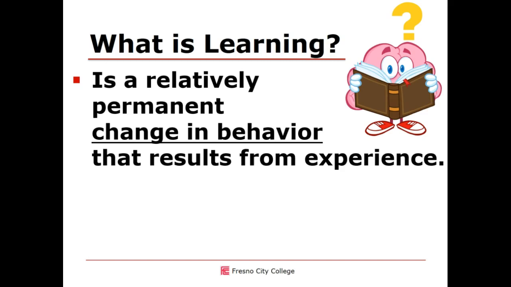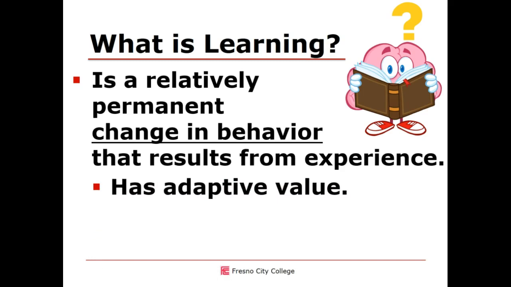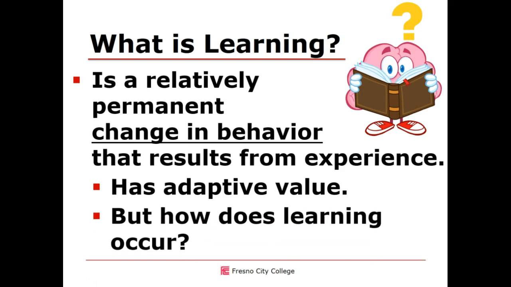There is a historical reason for using the term learning to refer to behavioral change, but we will not get into that in this video. So learning is a relatively permanent change in behavior that results from experience. Theoretically, this learning occurs because it has some sort of adaptive value. That is, it increases our chances of survival. But how does this learning occur?